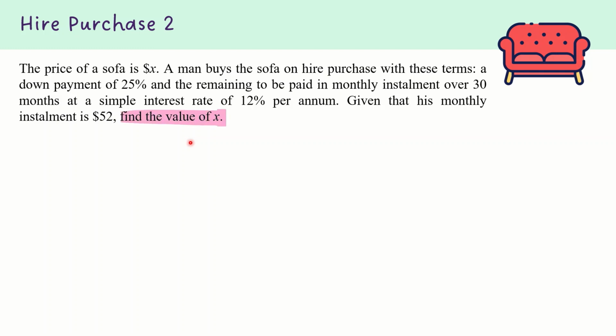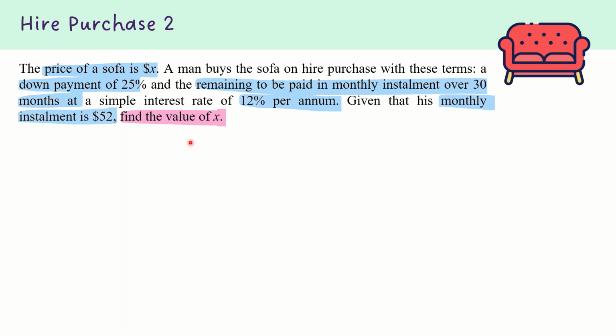So the objective in this question is to find the value of X. Let us identify the important information. Firstly, the selling price of the sofa is X dollars, and the hire purchase terms are such that the first part, the down payment, is 25%, and the remaining will be monthly installments over 30 months. And then the simple interest rate is 12% per annum. And very lastly, given that his monthly installment is $52.